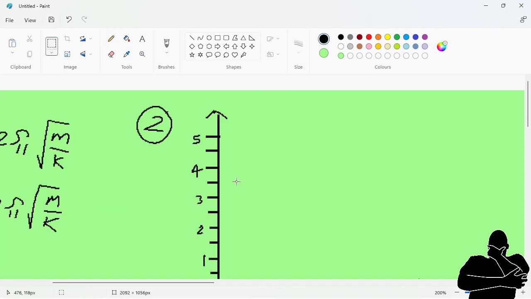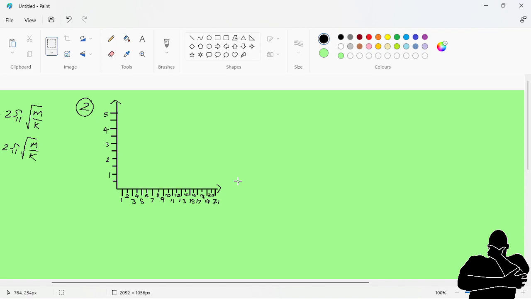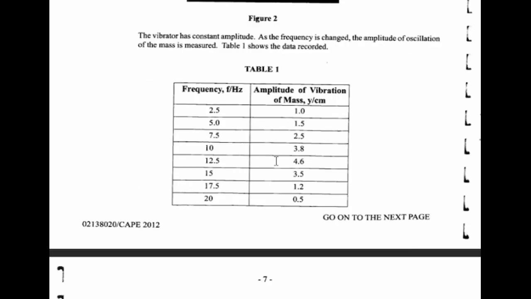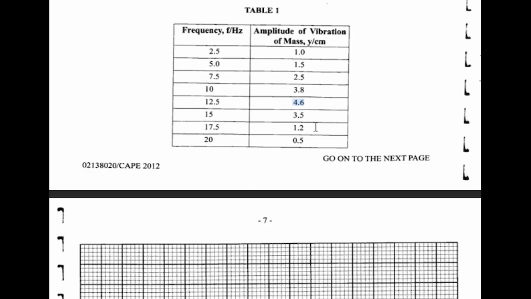Here I have the graph. Let me zoom out so you can see it a little bit better. So this is the graph, right? Let's say, for instance, the highest point on the y-axis is 4.6. If you go back here, we can see that the highest value was 4.6. These are all smaller. This is the largest value. The question said plot amplitude versus frequency. So the first part, in this case amplitude, goes on the y-axis. And the second part, frequency, goes on the x-axis.